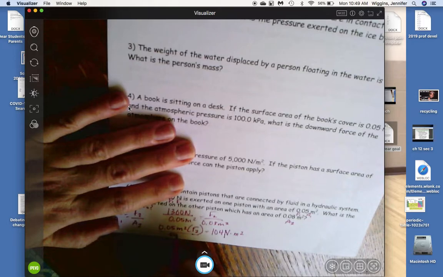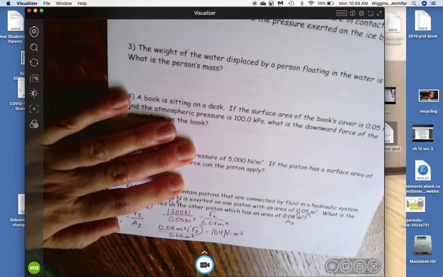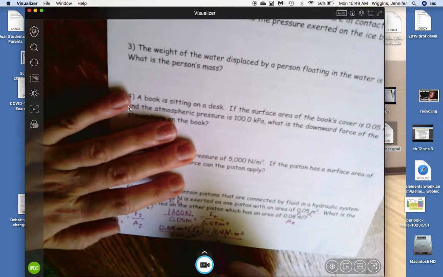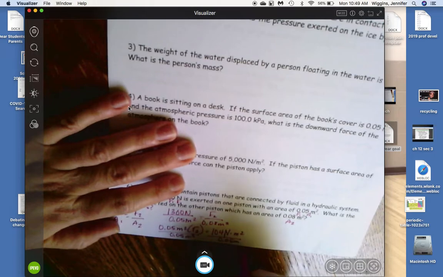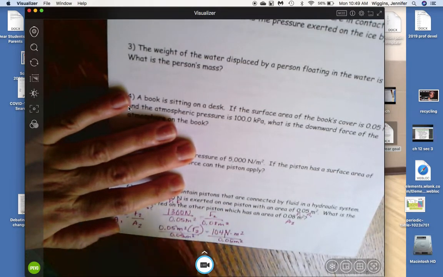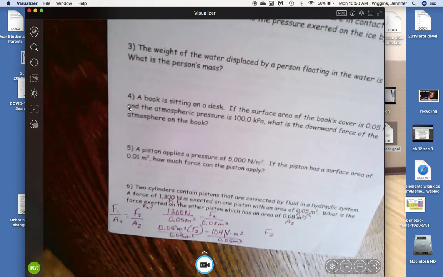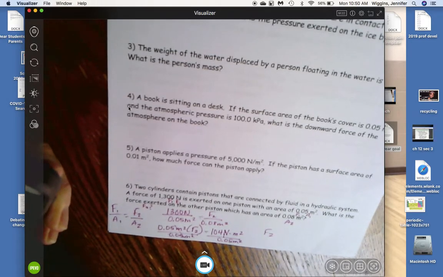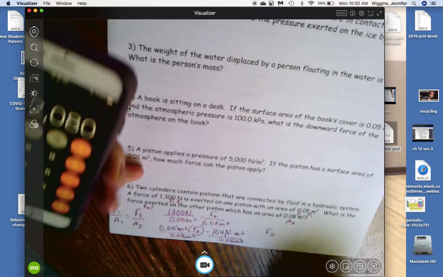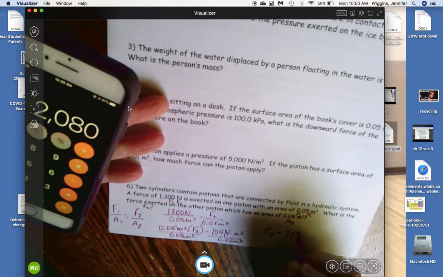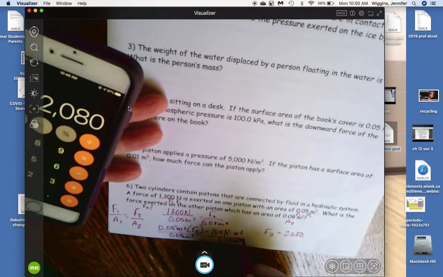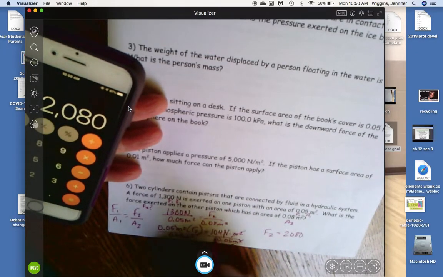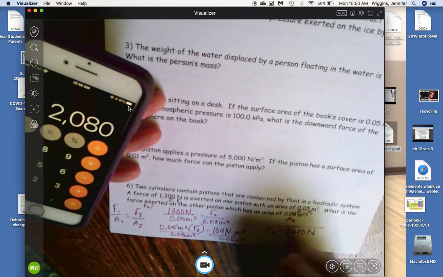So I'm going to divide this so I can solve for F2. This is the same formula. Y'all have used this same type of formula a couple of times now. So you cross those out. You're solving for F2, so you have 104 divided by 0.05, which is 2,080. My meter squared cancels, so I'm solving for newtons. So that's my answer.